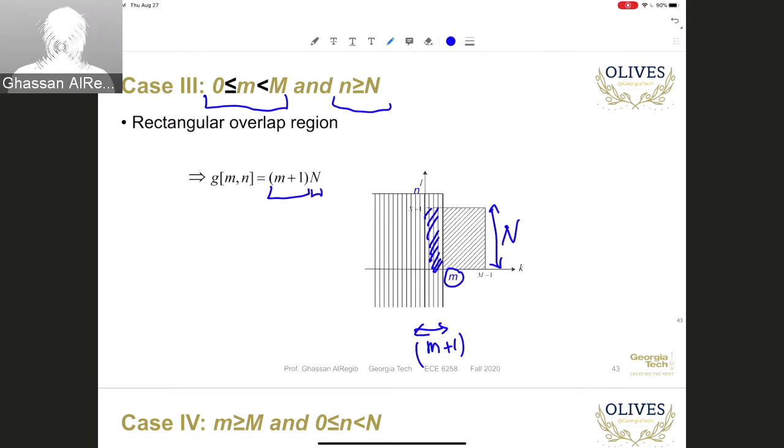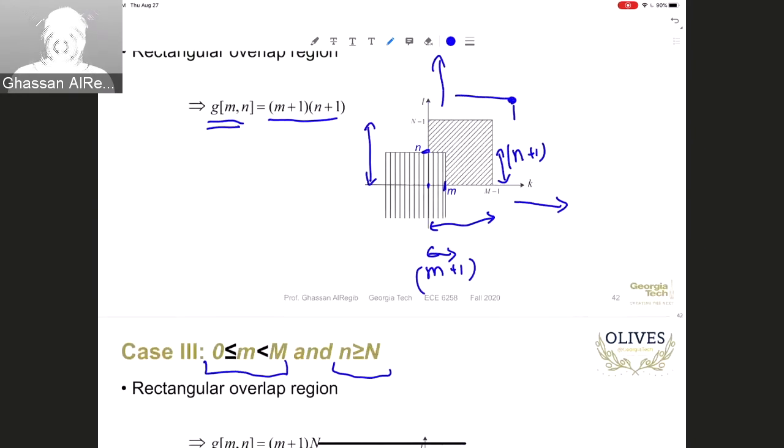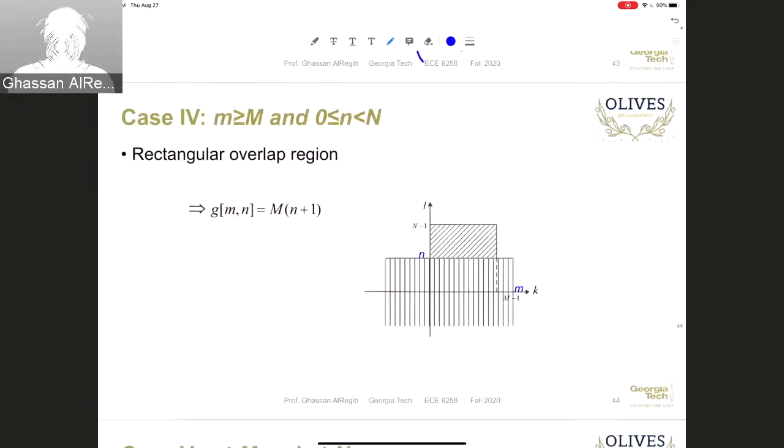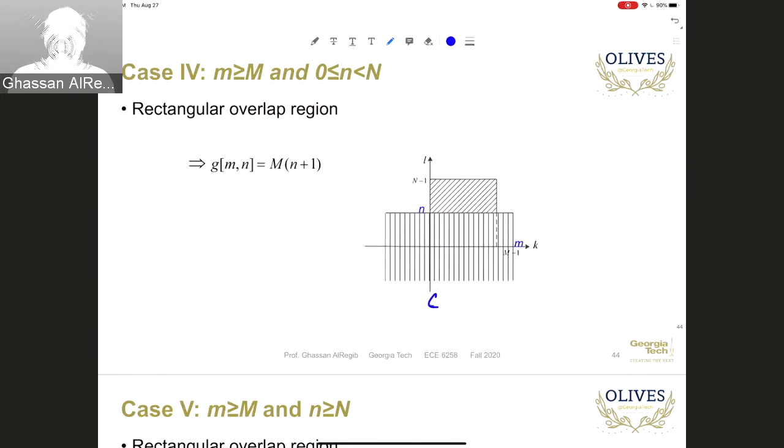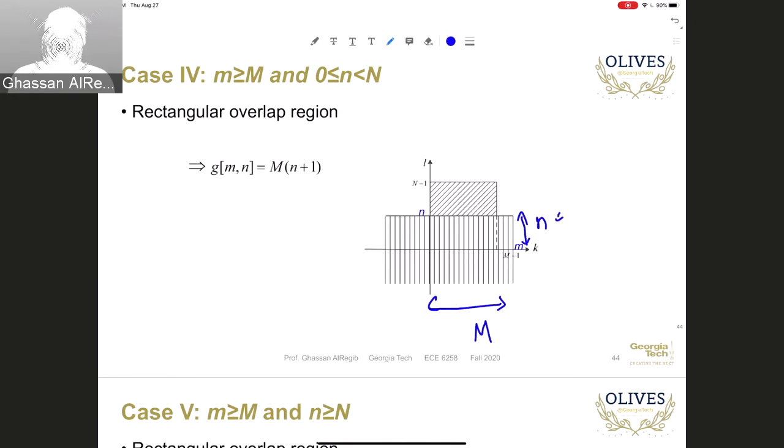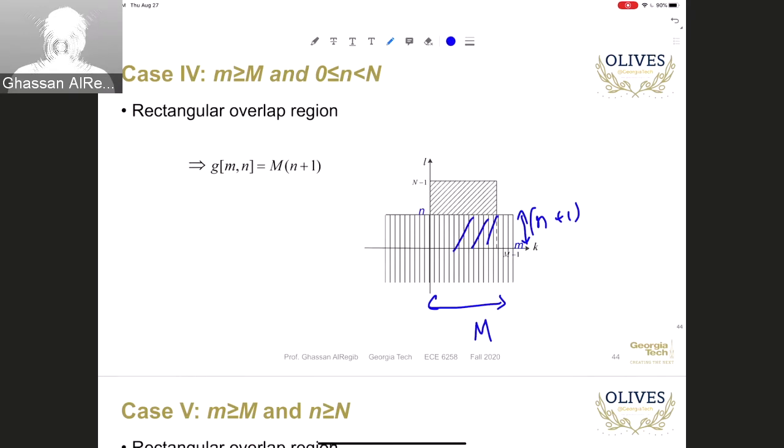Okay? And now we can go back in here and grow this horizontally. So we can go to this case, and now we have a fixed width, which is capital M, and the height is variable depending on the n value, so n plus one. Then the overlap region, again, these are samples only at the integer indices in here. So this is just the multiplication of capital M times n plus one. And in that case, this is defining our g of m and n, when m is larger than or equal to capital M, and small n is still within the range between zero and capital N minus one.